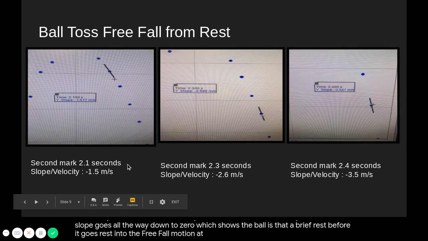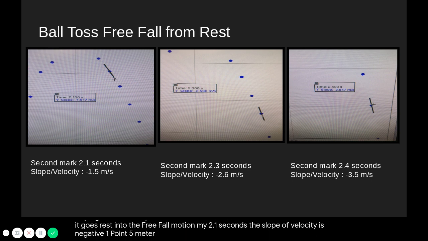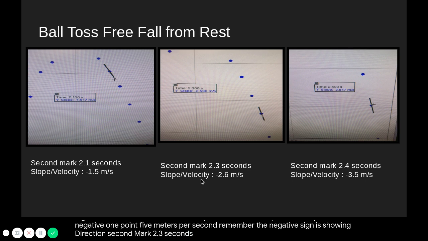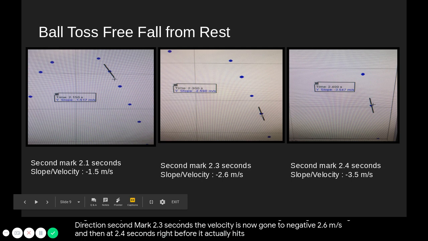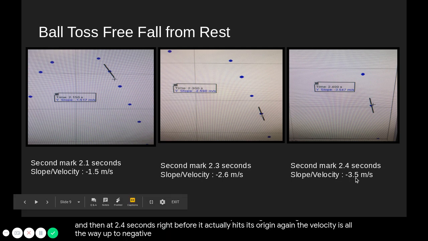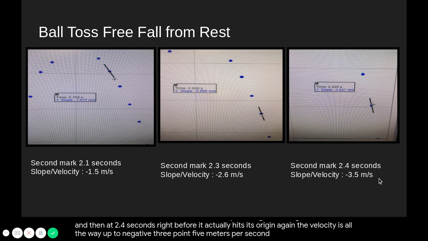At 2.1 seconds, the slope or velocity is negative 1.5 meters per second. Remember, the negative sign is showing direction. Second mark, 2.3 seconds. The velocity is now gone to negative 2.6 meters per second. And then at 2.4 seconds, right before it actually hits its origin again, the velocity is all the way up to negative 3.5 meters per second.